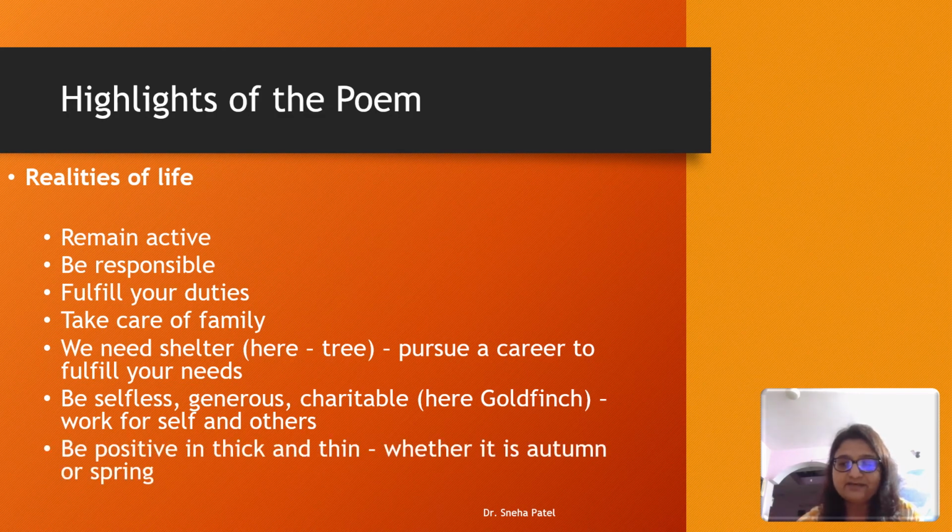Be positive in thick and thin. Whether it is autumn or spring, there is life. So be positive in both situations, happiness or sadness.